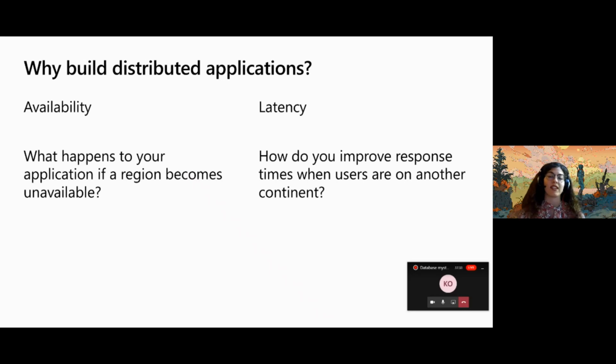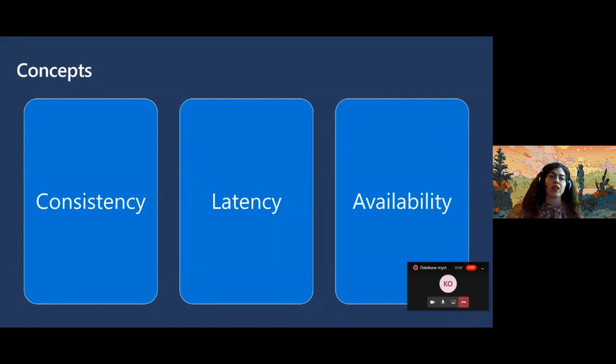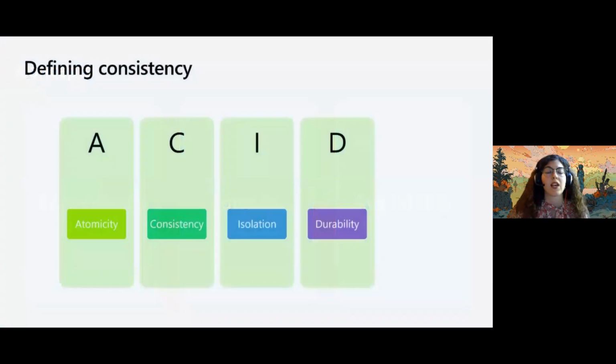So the topics that we will cover today are three, and we are going to see the trade-offs between those three topics. These are consistency, latency, and availability. And I want you to leave this meetup with an understanding of how you need to think about these three topics when you design a distributed system. So let's start with consistency.